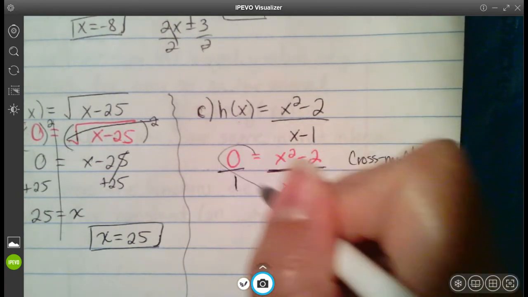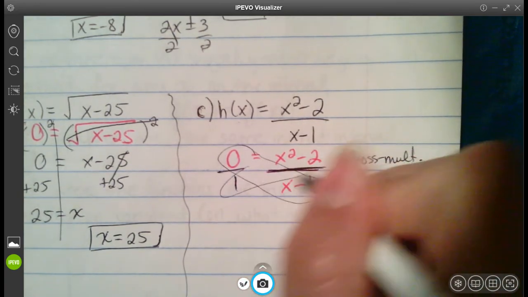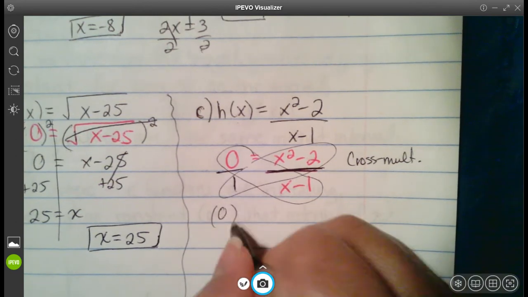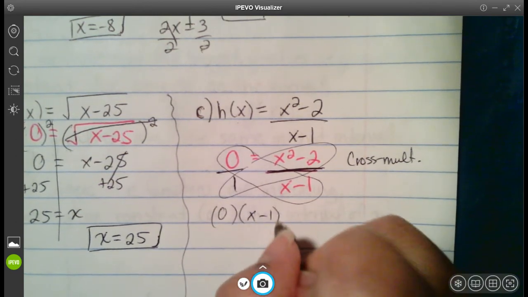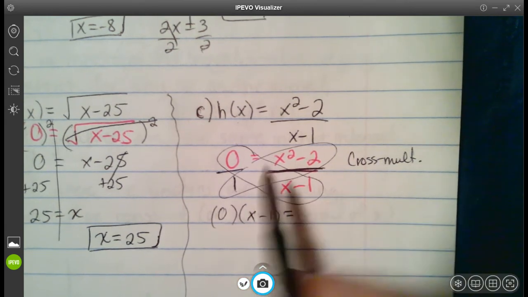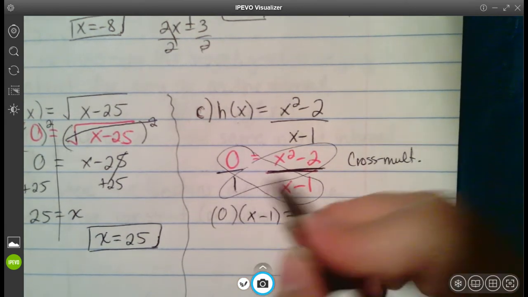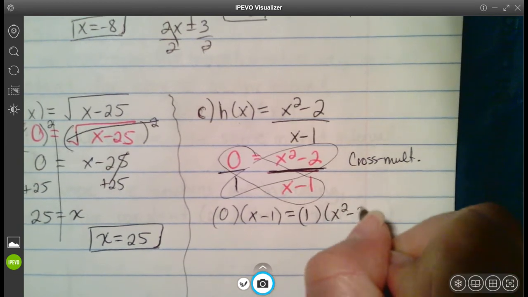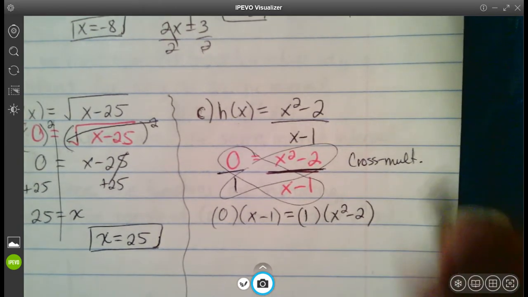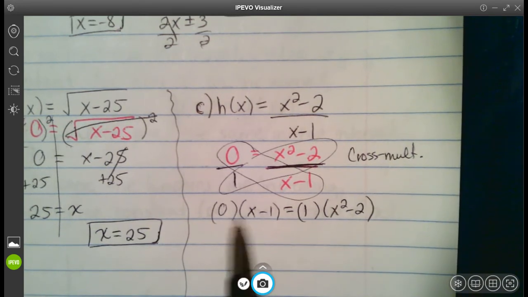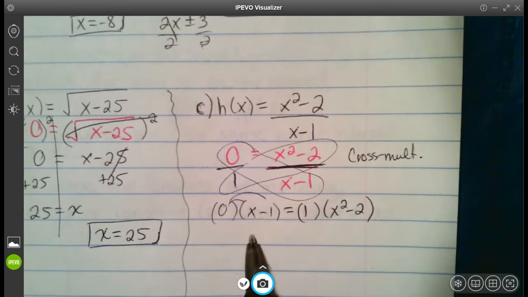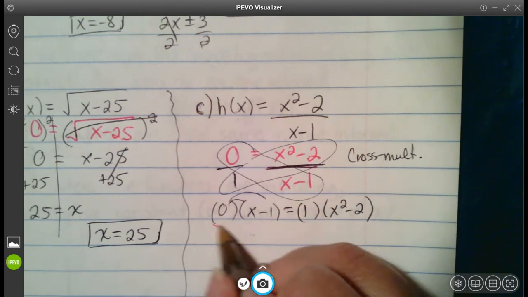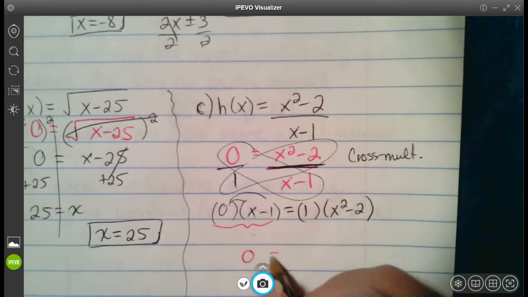Which means I'm going to do 0 times this guy and 1 times this guy. So it's going to look like this. 0 times x minus 1 equals, so these two equal these two, 1 times x squared minus 2. Well, 0 times anything is going to give me 0. So this whole side over here is just 0.